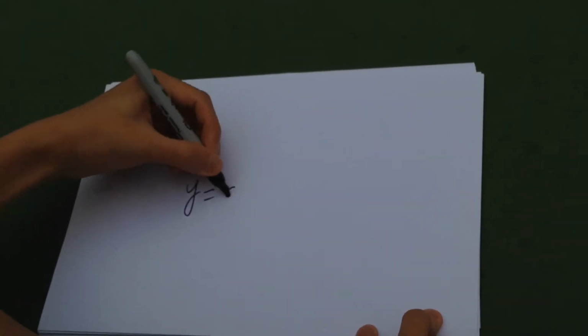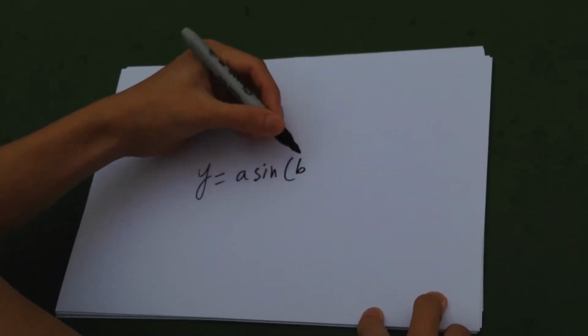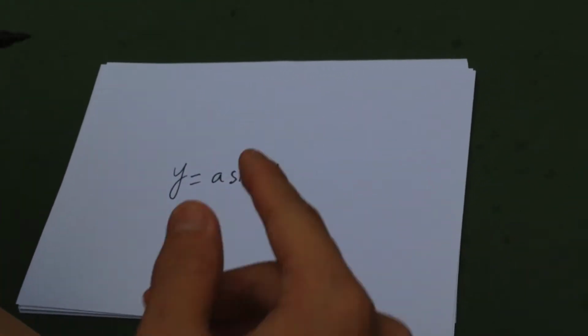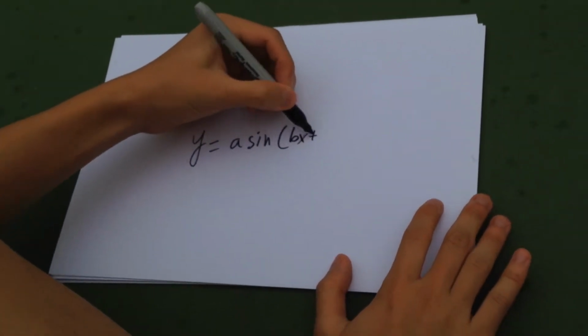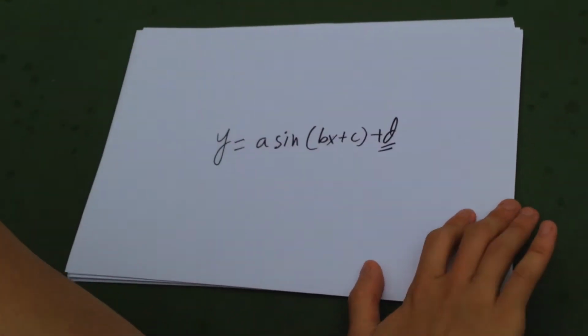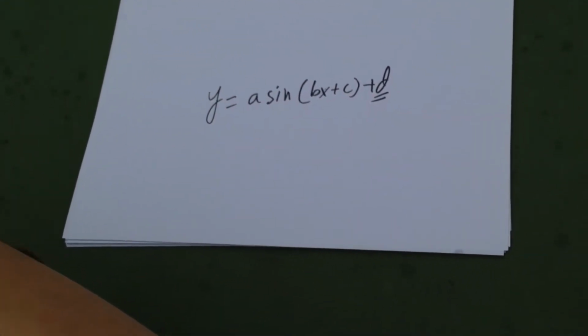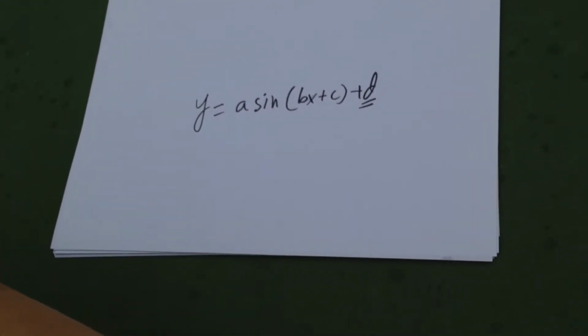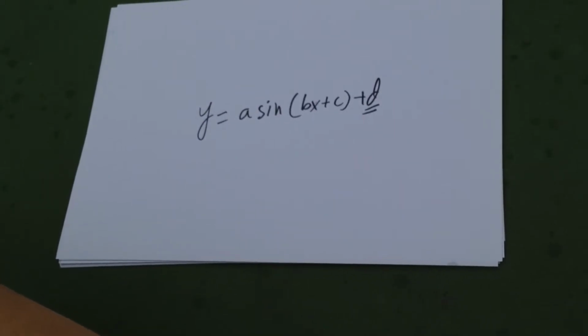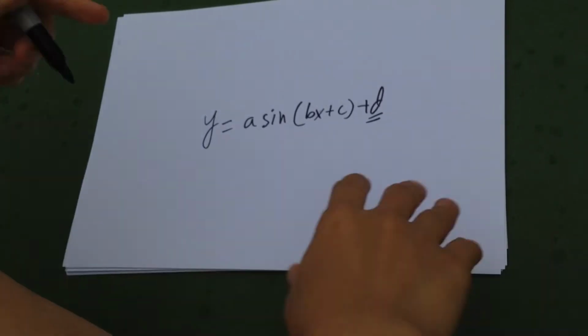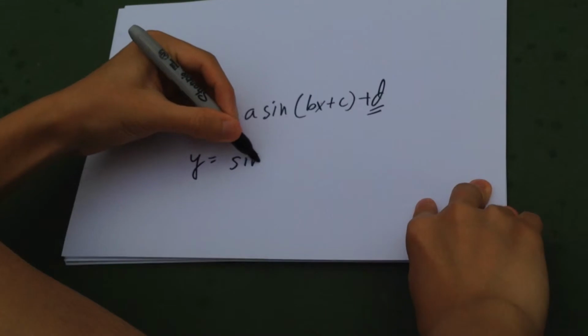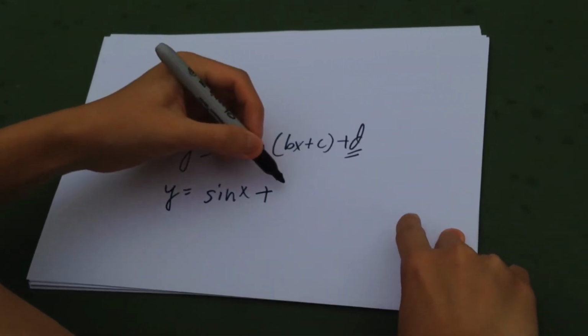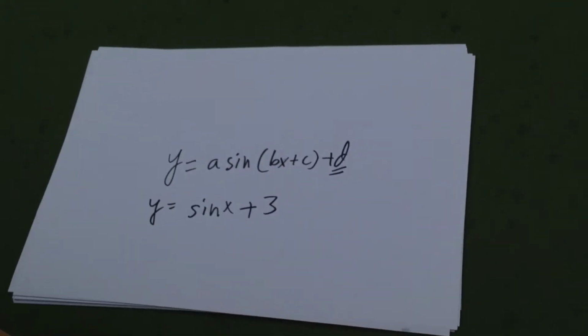Now we're getting back to y equals a sine bx plus c plus d. And we're starting from d here. What is d? It typically reminds you of vertical shift, right? Yep. Exactly. So if we have y equals sine x plus, let's say 3, the whole graph is actually going to move 1, 2, 3 units upwards. 3 units. Exactly. I see.